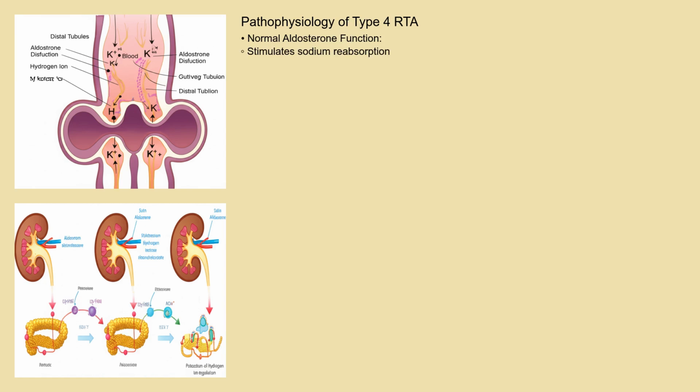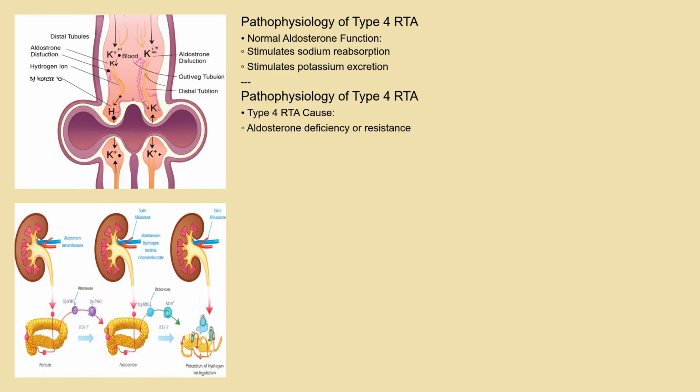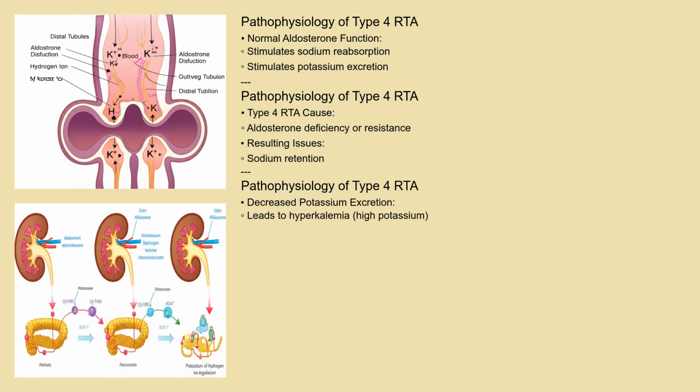Now, let's understand the pathophysiology. Aldosterone normally stimulates the kidneys to reabsorb sodium and excrete potassium. In type 4 RTA, due to aldosterone deficiency or resistance, the kidneys retain sodium, leading to decreased potassium excretion. This results in hyperkalemia, or high potassium levels in the blood. Additionally, the impaired sodium reabsorption hinders hydrogen ion excretion, leading to metabolic acidosis, where the blood becomes too acidic. This combination of hyperkalemia and metabolic acidosis is characteristic of type 4 RTA.